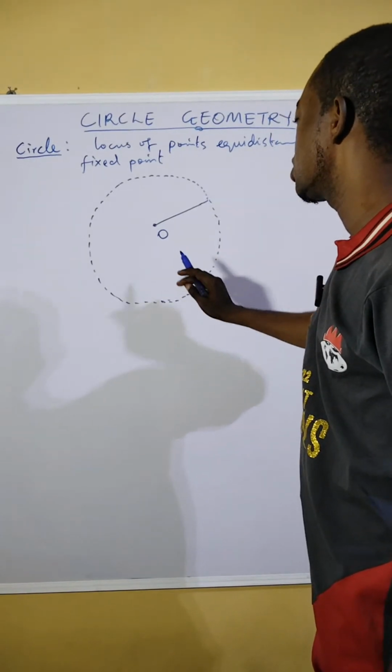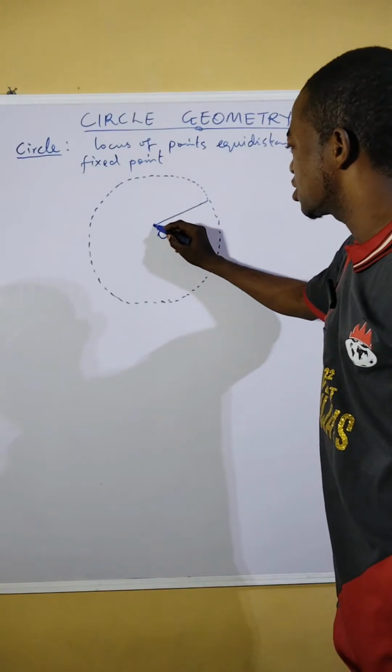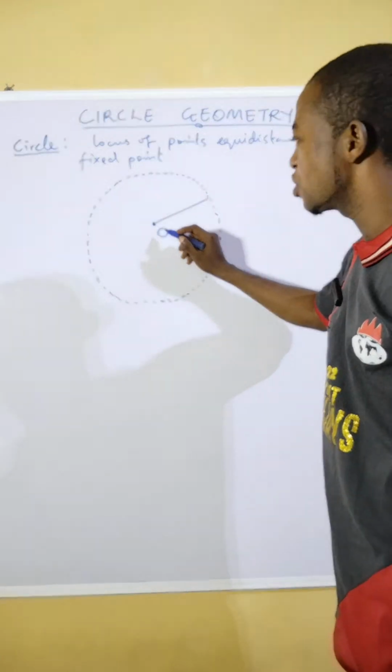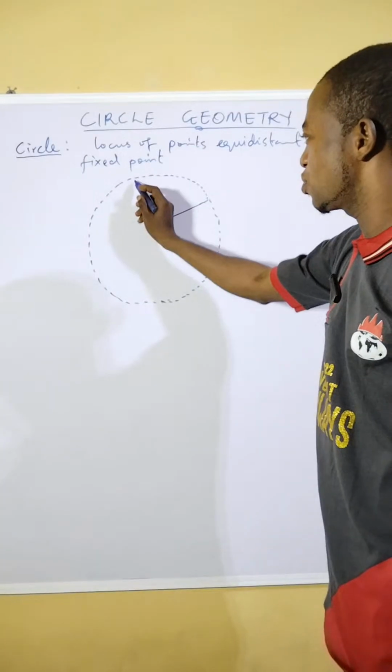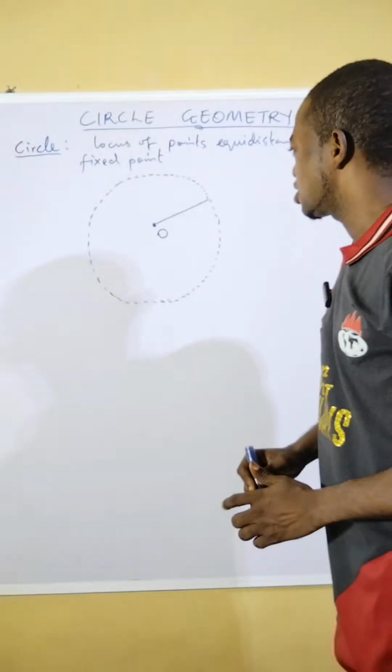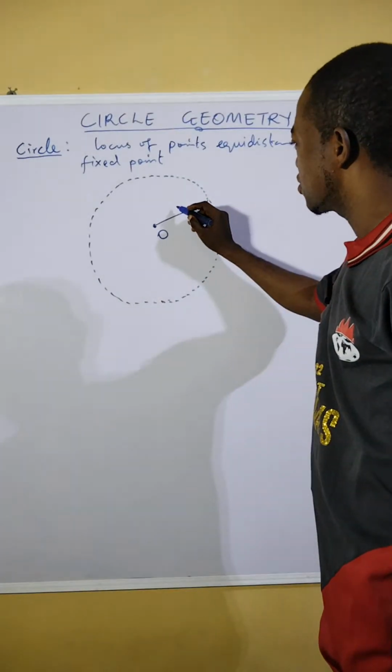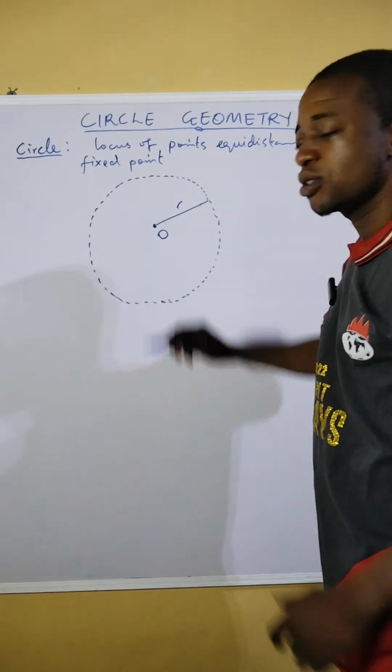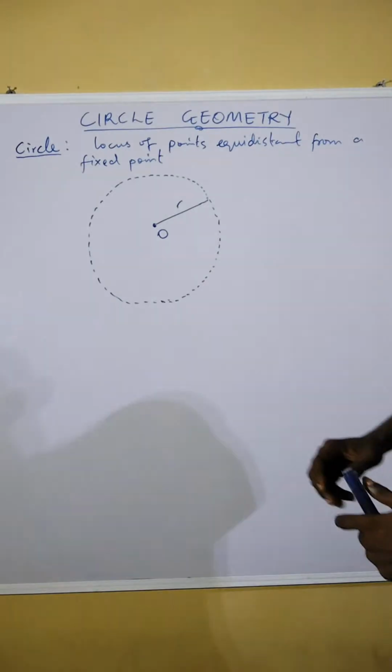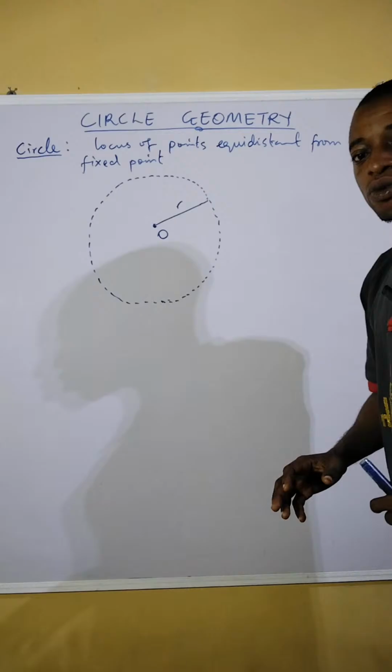So it's moving with equal distance in the sense that from the center of the circle to any part of this point, it has the same distance. And this distance here is referred to as the radius of a circle. So that's the definition of a circle.